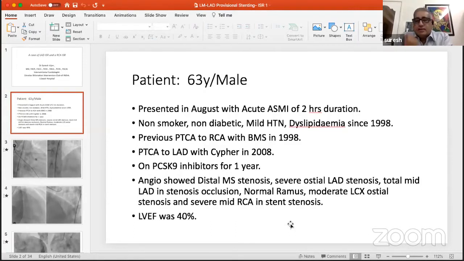This is a young 63-year-old male patient who presented in the middle of the COVID epidemic with acute anterior wall infarction of 2 hours duration. Non-smoker, non-diabetic, mildly hypertensive, but dyslipidemic since 1998. He had a previous PTCA to RCA with a bare metal stent in 1990, followed by another PTCA to LAD with a Cypher in 2008. He has been on PCSK9 inhibitors for the last 1 year, with lipid levels very well controlled. We managed to process him despite COVID within an hour and a half onto the cath lab, and here's his angiogram.